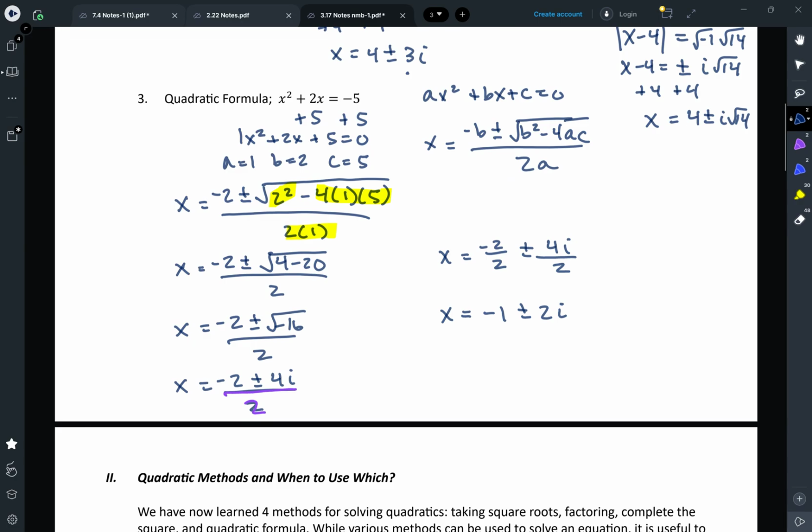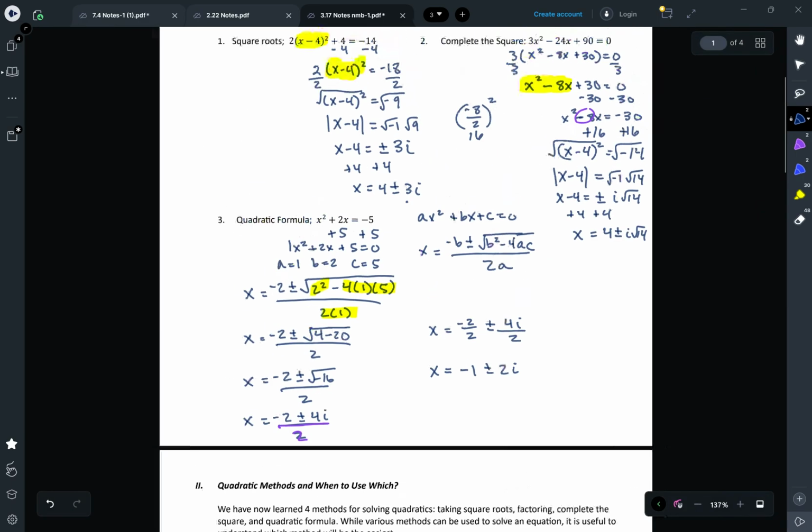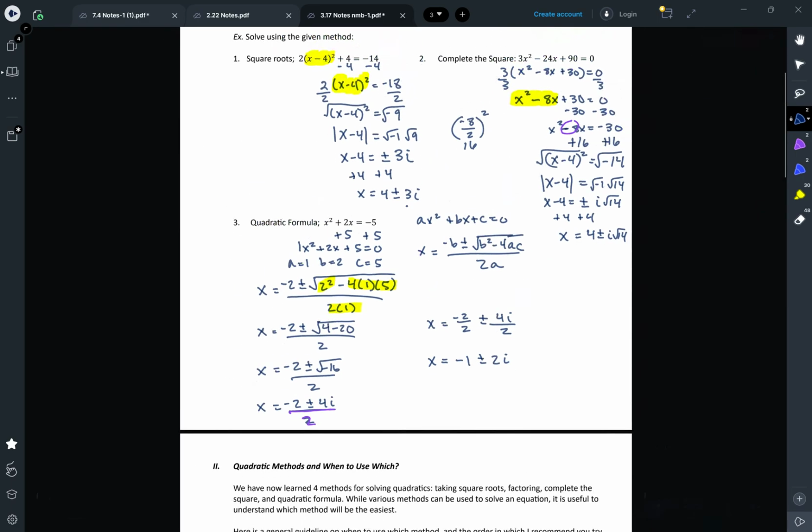All right, so here is our first page done. Just did a quick review of all those different methods, right? Square root, where something's ready to just take a square root right away. Complete the square, where we added that magic number to make it into something we can square root. And then quadratic formula. Quadratic formula is the one that always works, but it's kind of tedious, and we don't want to do that unless we have to.